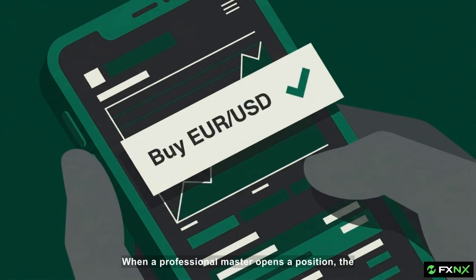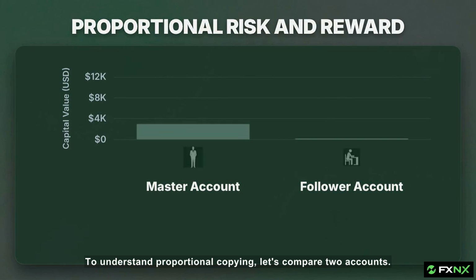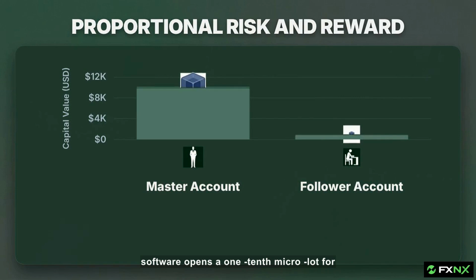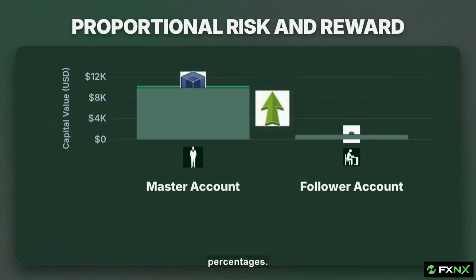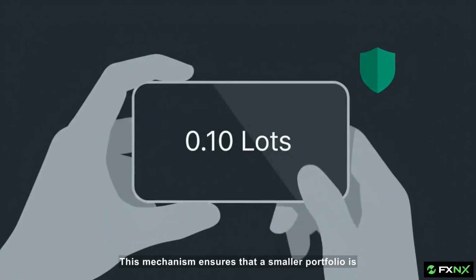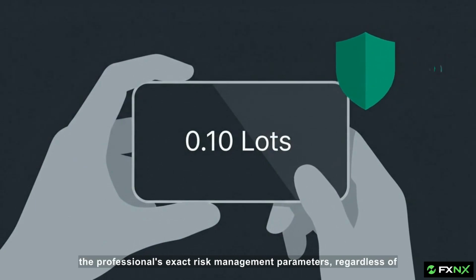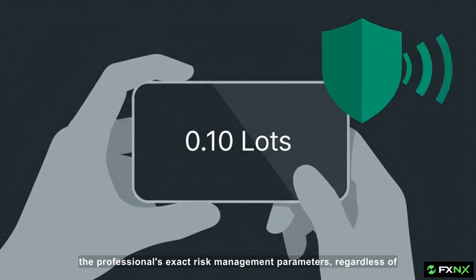When a professional master opens a position, the exact same trade triggers in your follower account. To understand proportional copying, let's compare two accounts. A master trader has $10,000 and your account has $1,000. If they open a one-lot trade, the software opens a 1/10 micro-lot for you. 5% gains mean identical risk and reward percentages. This mechanism ensures that a smaller portfolio is never over-leveraged, automatically enforcing the professional's exact risk management parameters, regardless of the capital difference.